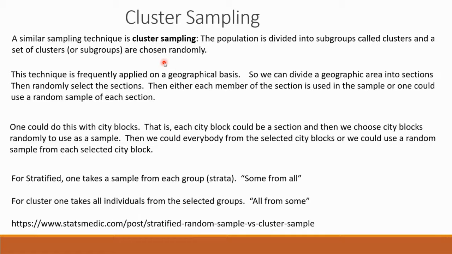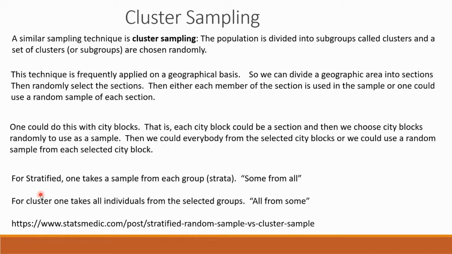Okay? Like for instance, in a city, here's another one. You could break up a city by blocks, city blocks that is, and then some of the blocks you can choose randomly, and then include everyone that lives on that block in the sample, that kind of thing. I know it's a little confusing. There's a big difference here. So I got this from this website, as you can see. I broke it up.